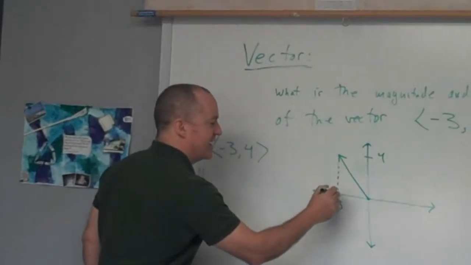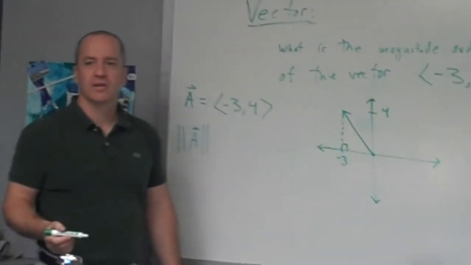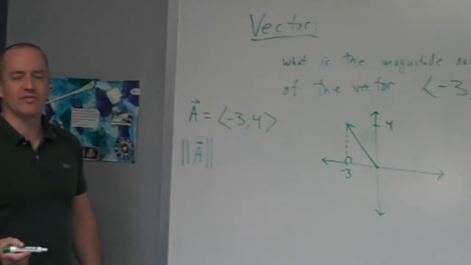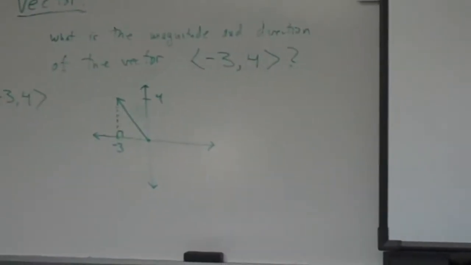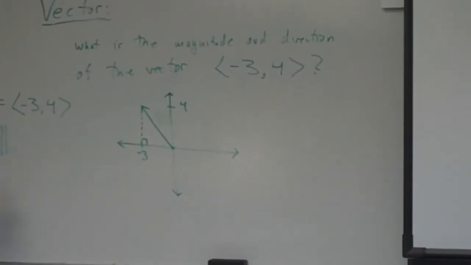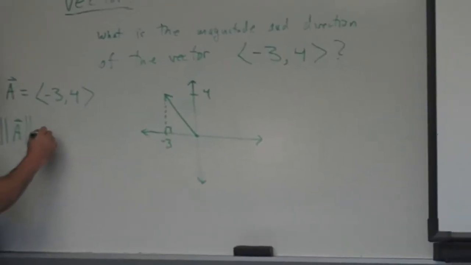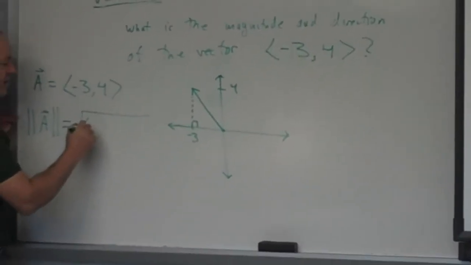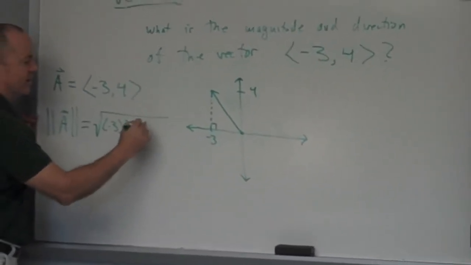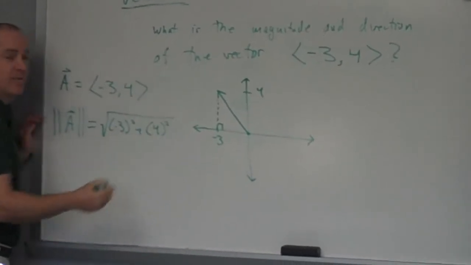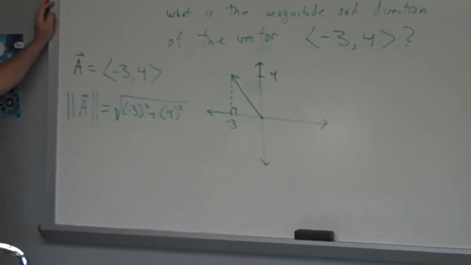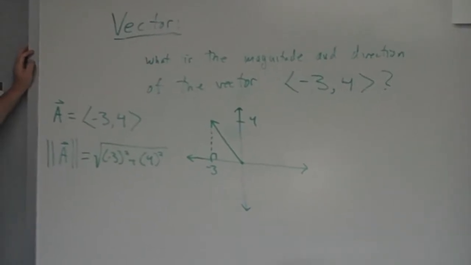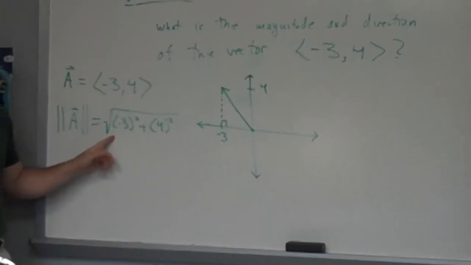What shape does this make? Triangle. Right triangle. How do you find the length of the hypotenuse of a right triangle? A squared plus b squared equals c squared. So the magnitude of A is going to wind up being the square root of negative 3 squared plus 4 squared. Is it going to be like 5 or something? This is when you solve the Pythagorean theorem for the hypotenuse.